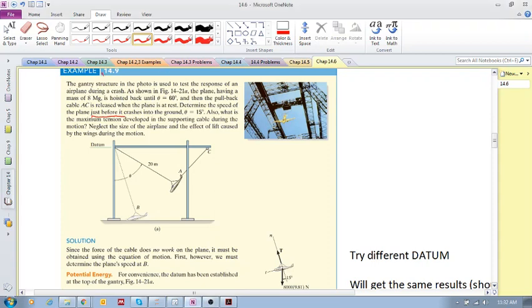Okay, example 49. The gantry structure is used to test the response of an airplane during a crash. Okay? As shown in the figure, the plane having a mass of 8 megagrams, which is 8,000 kilograms, is hoisted back until theta equals 60 degrees.